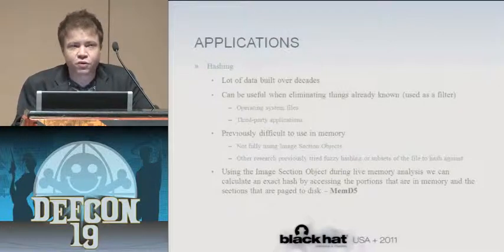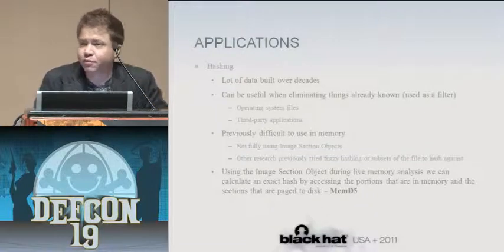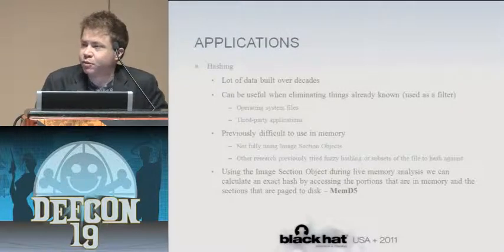So if we could use whitelisting and hashing to eliminate the other components of the operating system that we don't care about, that number would get a lot more manageable.